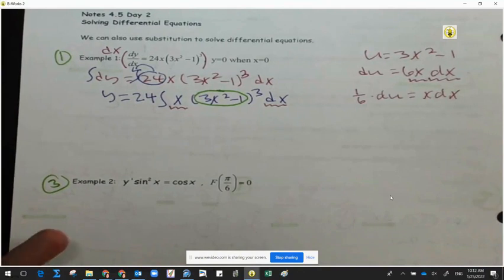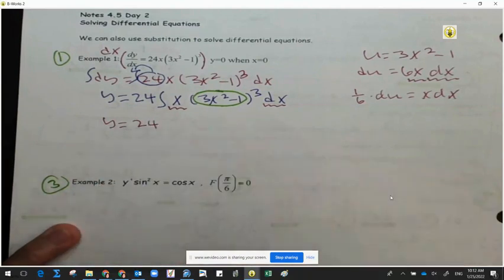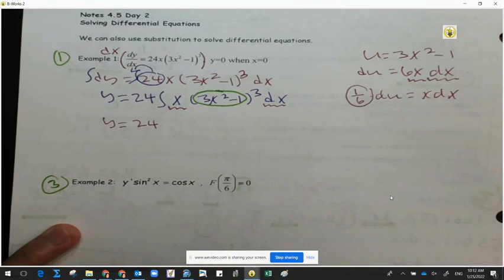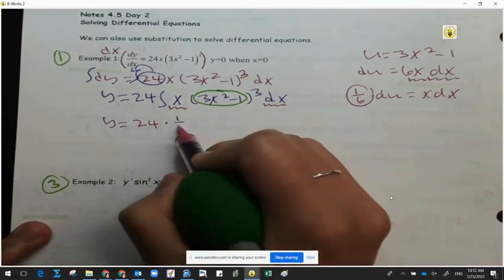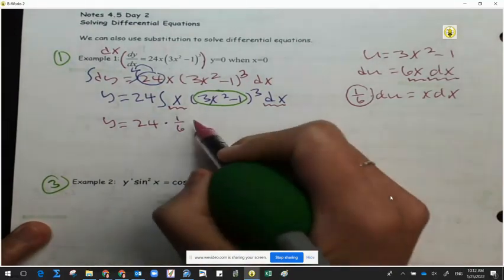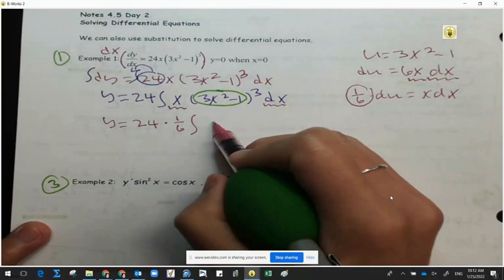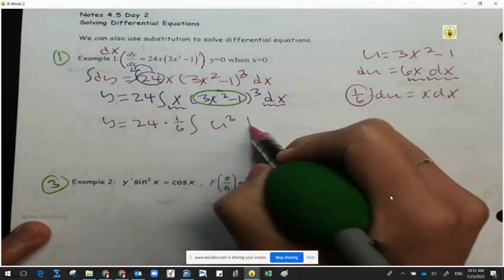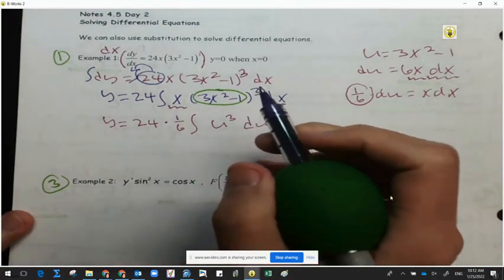So now that it's identical, I can go ahead and rewrite it. So when I rewrite, we're going to get the following. y is equal to 24. What can I do with 1 over 6 when I do end up plugging it in? We're going to bring it to the front, so might as well right now. You can leave it inside first if you want. So then, the one that we circled was our u substitution. So u cubed. And all of the x dx now became du. So now we can integrate.